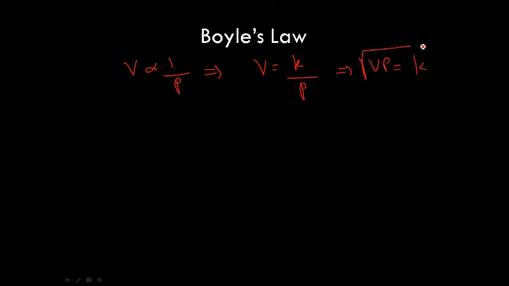So here we can write the mathematical relationship for Boyle's law: the volume is inversely proportional to pressure, and if we remove the proportionality sign, we have a constant, which is k. In other words, we can say that PV equals k. And this is another statement for Boyle's law, that the product of pressure and volume must be constant.